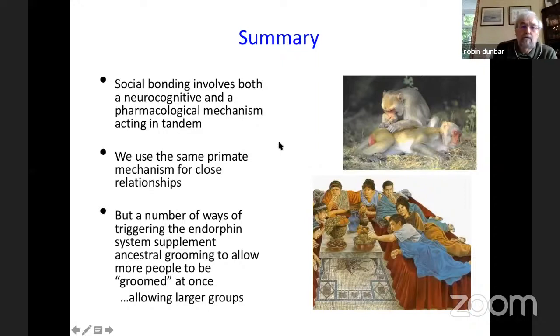So just to sum up, social bonding involves both a neurocognitive and a pharmacological mechanism acting in tandem. It's a classic 2-process mechanism. Essentially, we use the same underpinning mechanisms that primates use, particularly for close relationships, and we've found ways of triggering the endorphin system to supplement these ancestral grooming mechanisms, so we can groom with more people at once and allow larger social groups to occur.